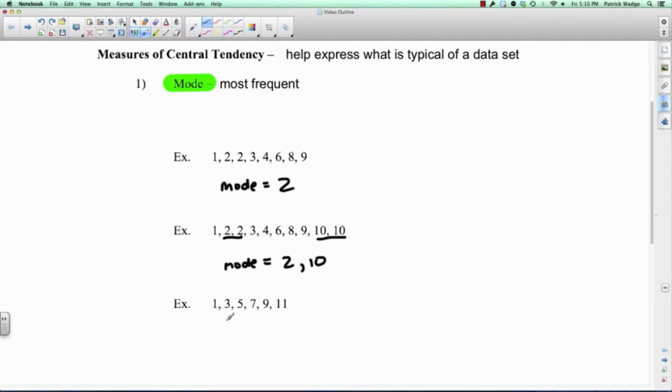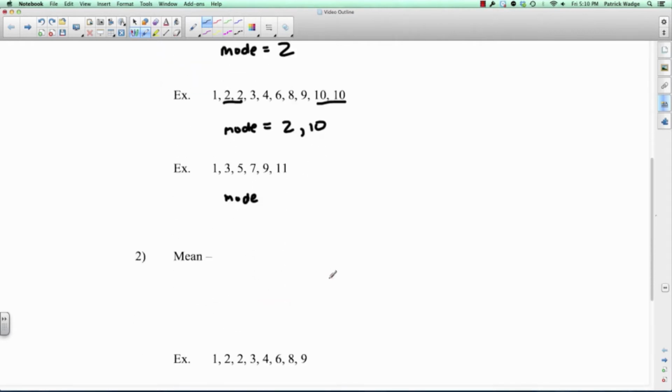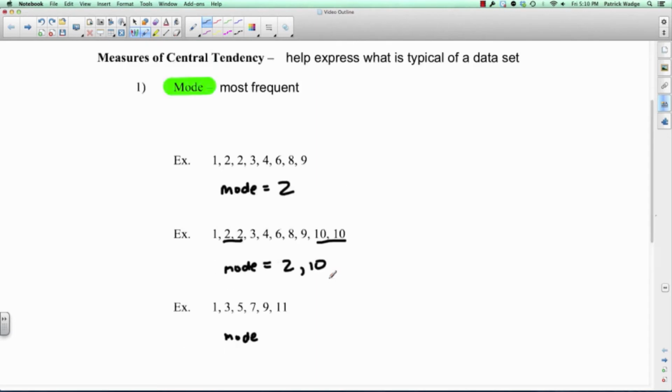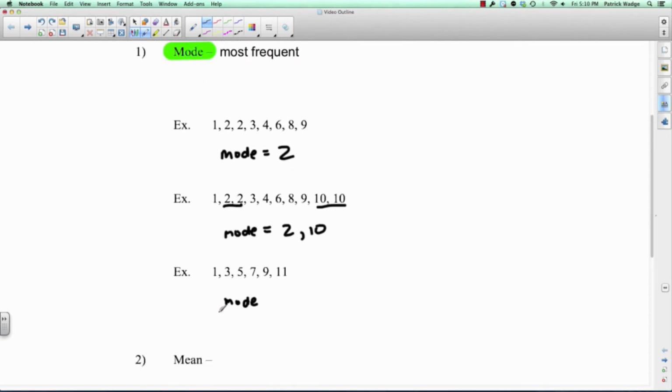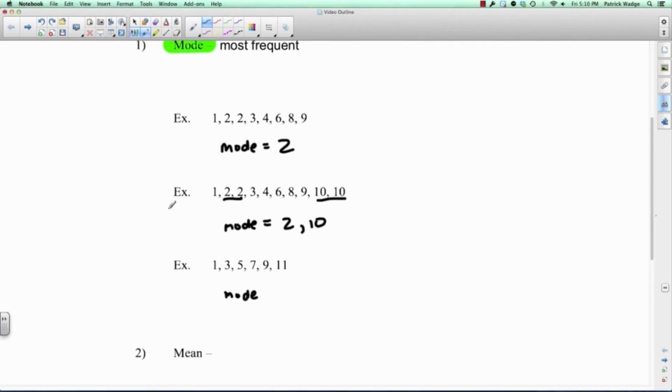And the last one here, 1, 3, 5, 7, 9, 11. What's the mode? There's none of them that seem to be more than the others. So does that mean they're all the mode or none of them? Well, it says the most frequent. Is there one of them that's most frequent? No, they're all the same. So the mode is none of them. If you put mode equals 0, it means that 0 is the most common number. No, that's not true. You can put this, or you could put none. Either one of those will work.